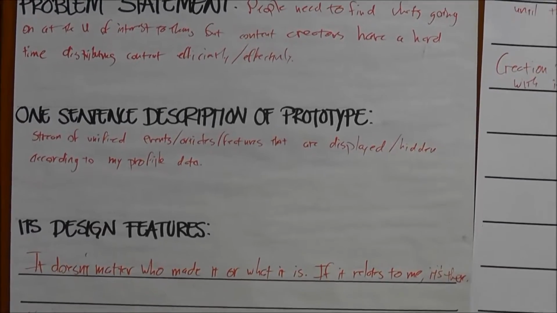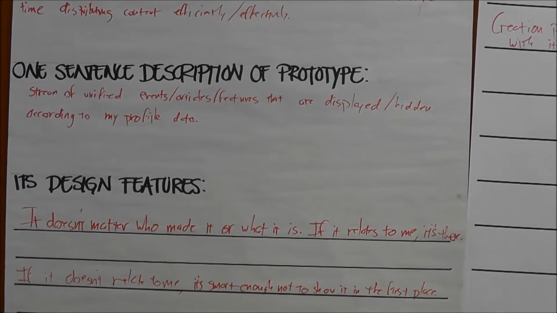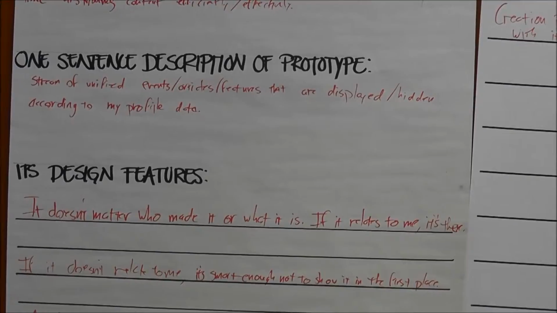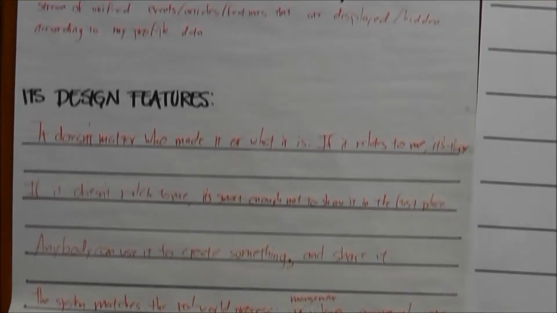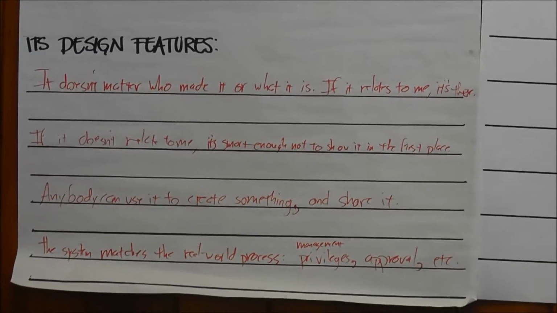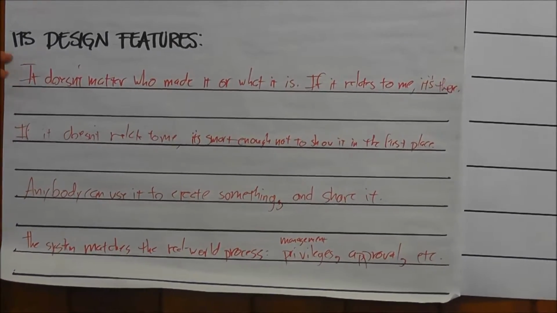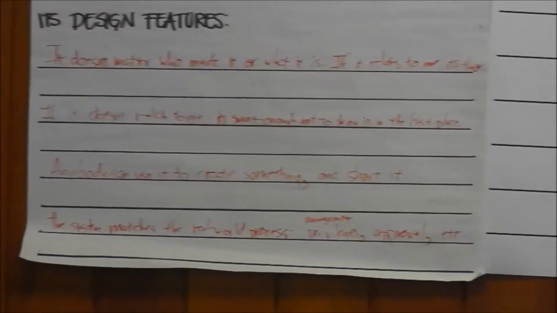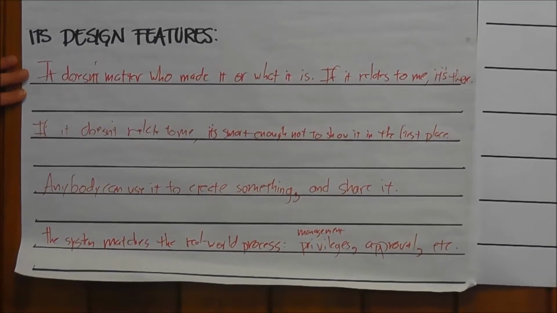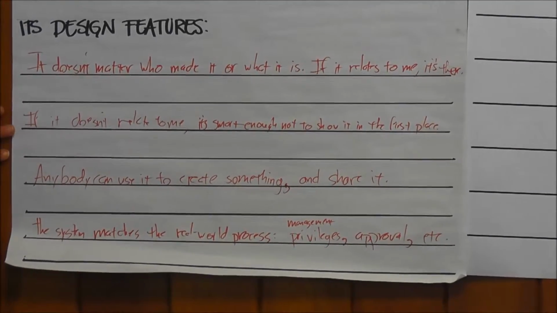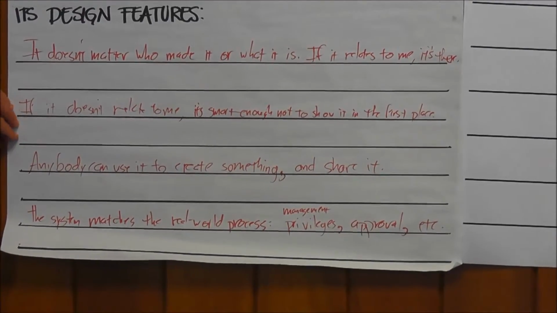The description of our prototype is a stream of unified events, articles, and features that are displayed or hidden according to my profile data. Some of the design features are, it doesn't matter who made it or what it is, if it relates to me, it's there. So we're trying to make sure that I can get all of the different content creators around campus, all of that stuff. If it doesn't relate to me, it's smart enough not to show it to me in the first place.